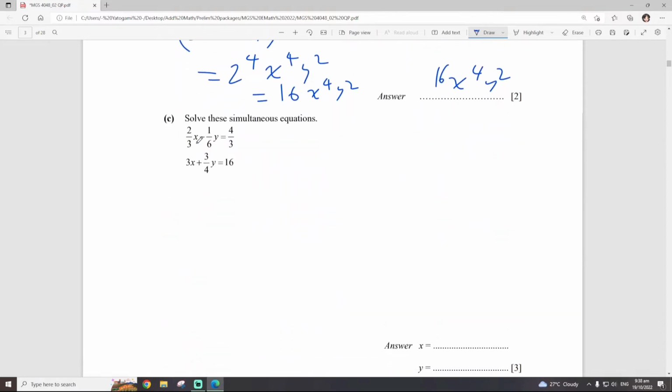Solve the following simultaneous equations. Okay, let's make y the subject. So we have minus 1 over 6y equals, bring over this 2/3 x, so you get 4 minus 2x divided by 3. If I multiply 6 on both sides, I get negative y is 8 minus 4x. So y is 4x minus 8.